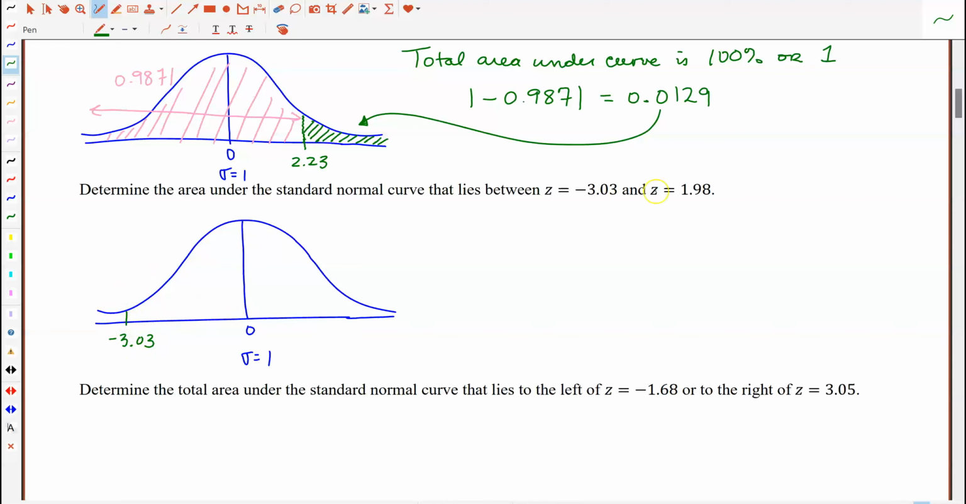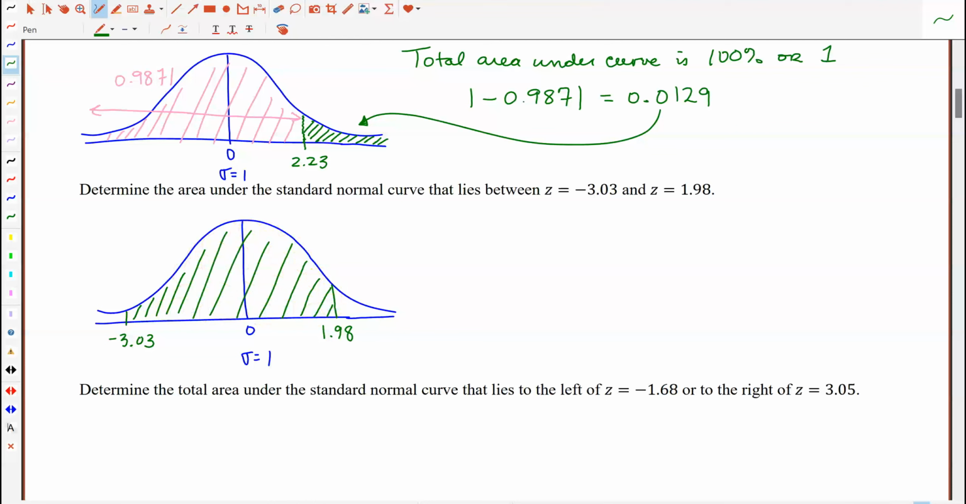The other value they gave me was a z-score of 1.98. Since it's positive, it's going to be to the right of 0. And that's about 2 standard deviations away. So let's put a marker there, 1.98. I want to find the area under the standard normal curve between these two values. So between these two values, let's go ahead and shade that region. That's the area that I want to find.